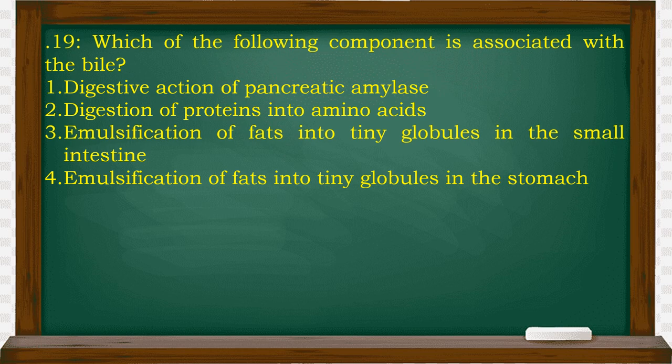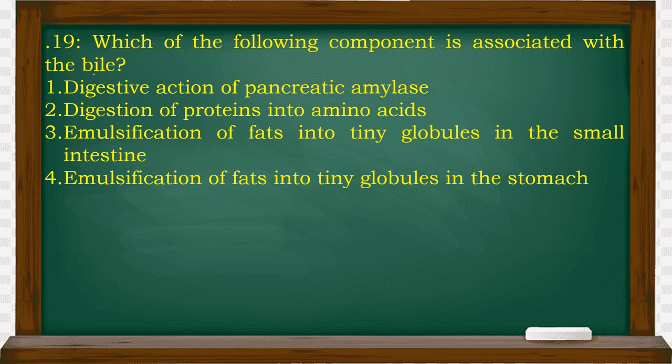Question number 19. Which of the following components is associated with the bile? And the options are: option 1, digestive action of pancreatic amylase. Option number 2, digestion of proteins into amino acids. Option number 3, emulsification of fats into tiny globules in the small intestine. Option 4, emulsification of fats into tiny globules in the stomach.